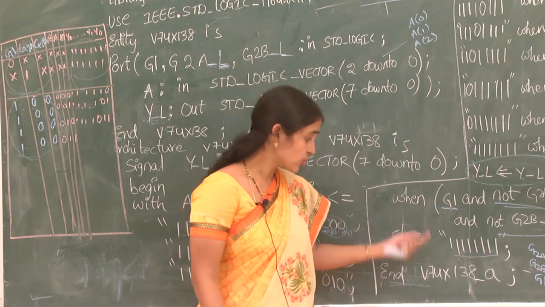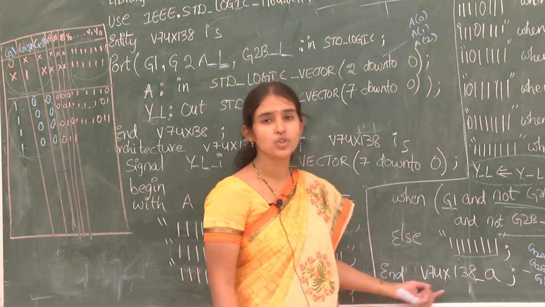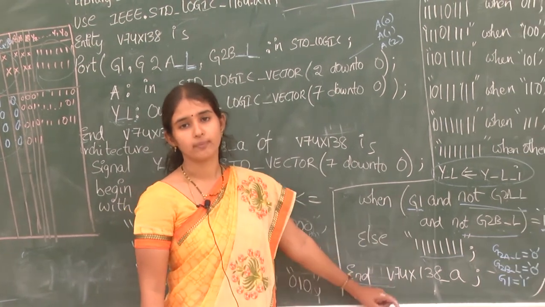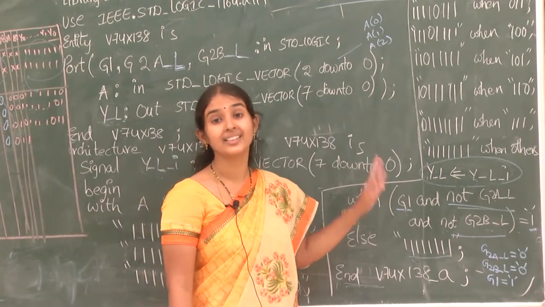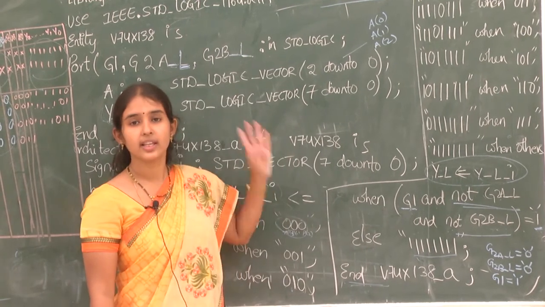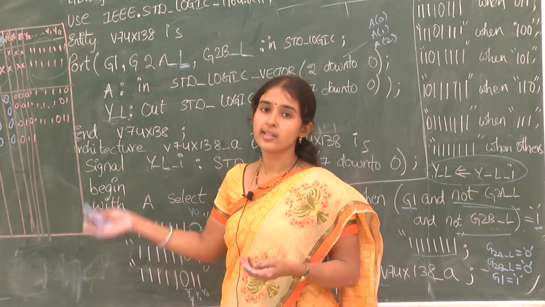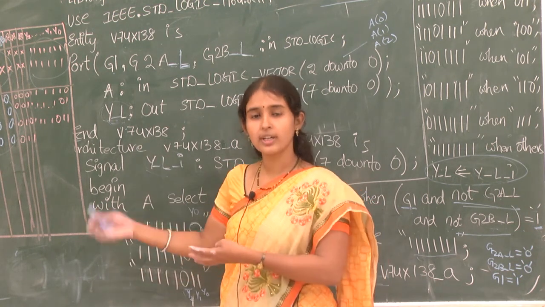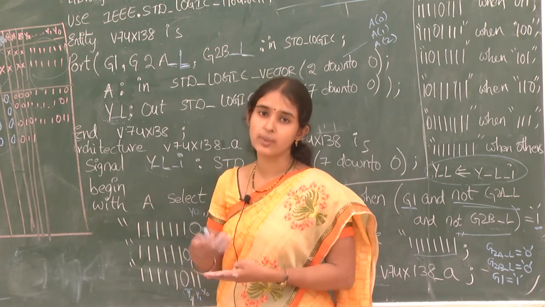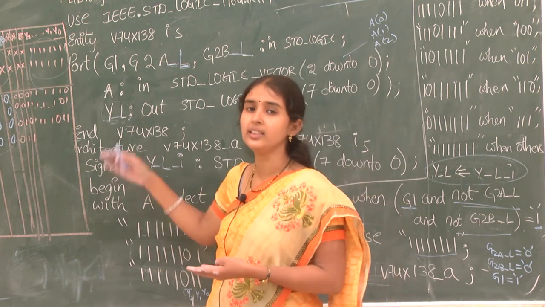Okay, and so you end the entity, that means you are ending your program. This is all about your 3 to 8 decoder. In the same way, you can write it for a 4 to 16 decoder also, or a 5 to 32. Depending upon your inputs, you can design any decoder.